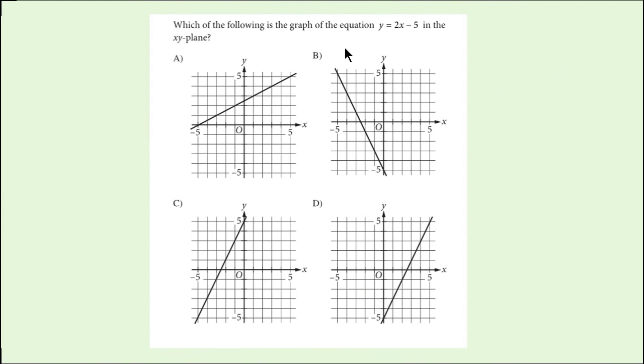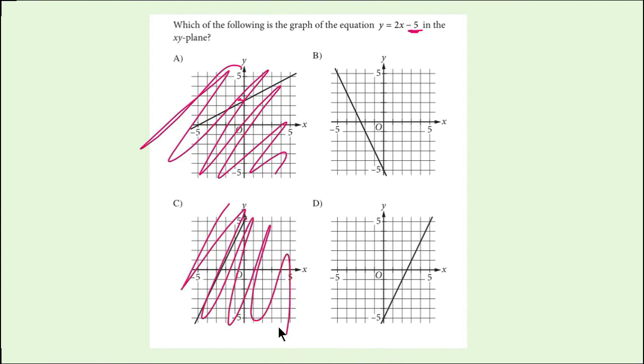Question number 1. Which of the following is the graph of the equation y is equal to 2 times x minus 5? Well, first thing we do is we look at the y-intercept in such cases. Y-intercept is negative 5, so line must cross the y-axis at negative 5. Here, line is crossing the y-axis at 2.5, so this goes away. This cannot be the answer. And here, it's crossing the y-axis at 5, so this is also not the answer.